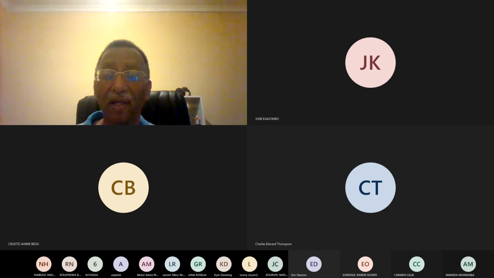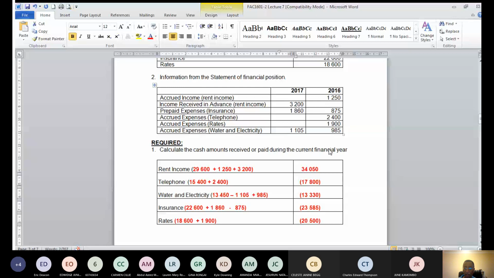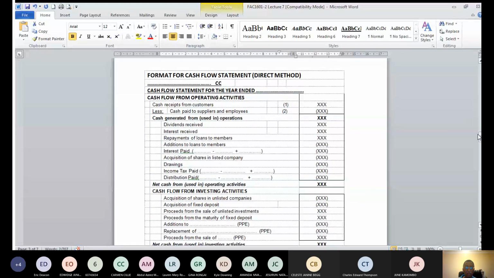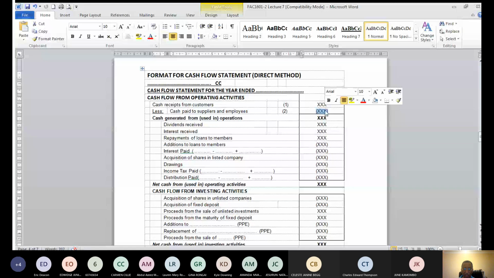Okay, right, we are back onto our notes now. On page 4 of your notes now. Remember now, we are doing the cash flow from operating activities according to the direct method. I have calculated now note number 1 and note number 2. Note number 1 was the cash receipts from customers. Note number 2 was the cash paid to suppliers and employees. Subtract the 2, and that will give you your cash generated from operations.